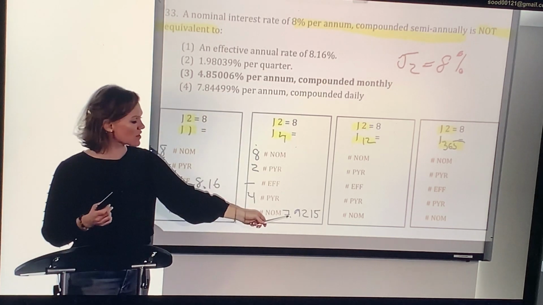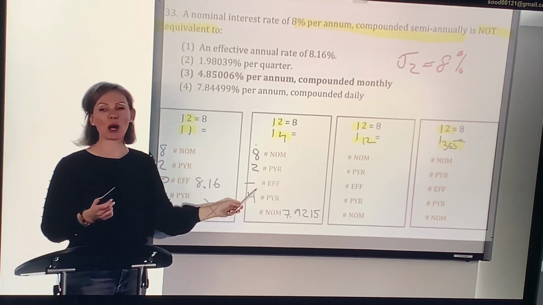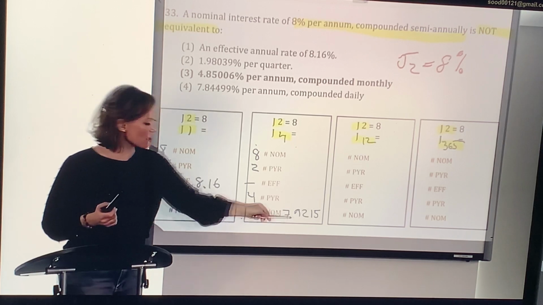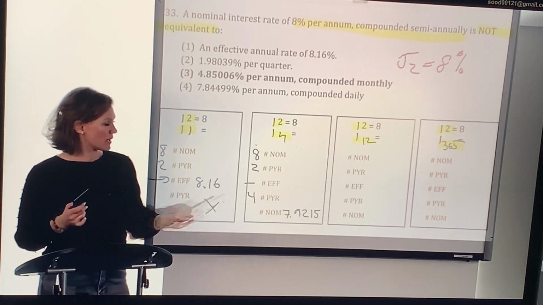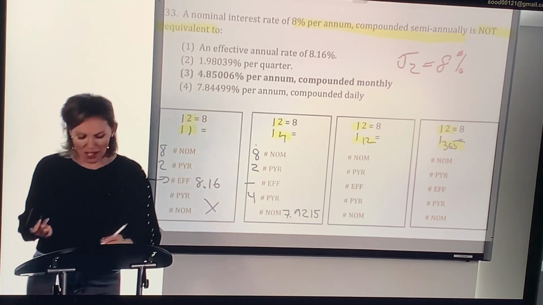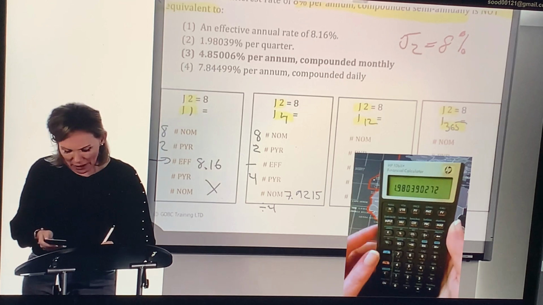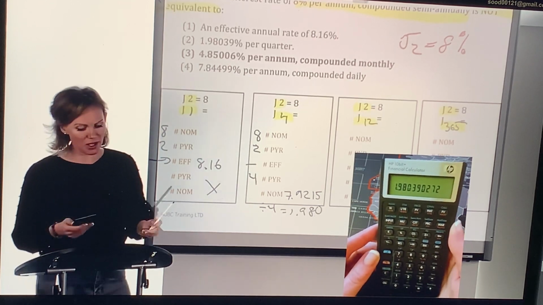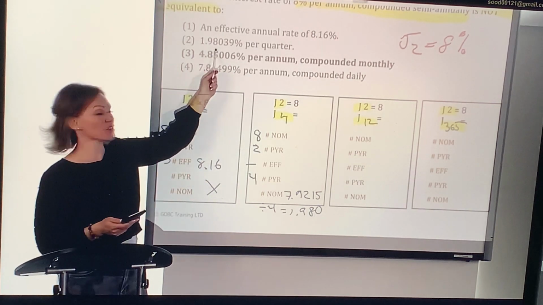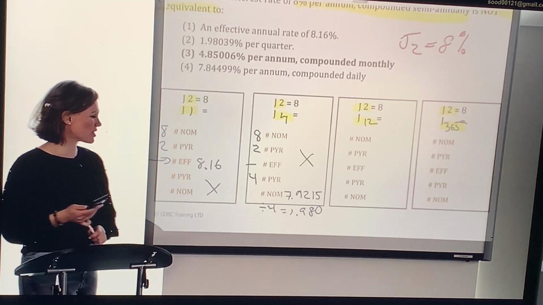So my question, can I take this big number and divide it by 4? Yes, I can. Why? Because my PYR is 4, so I'm allowed to divide it by 4. But if they ask me, can you take this and divide it by 12? Absolutely not. Because my PYR has to be in the same frequency as what they want. So if they want per quarter, let's divide it by 4, and it will come up to 1.980 something. And if I look back at the answer, yeah, it matches it. So that means it's also not the answer, because they ask you which one is not equivalent to, which one does not match.